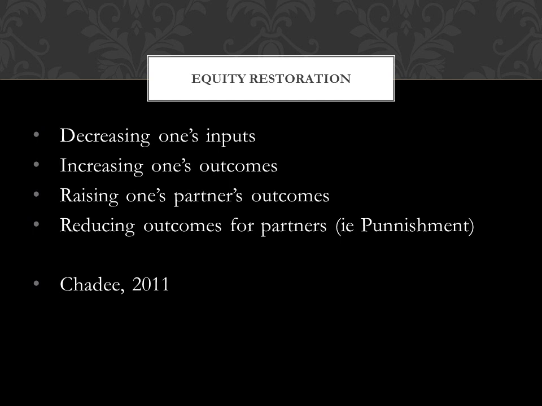So restoration of equity can be characterized by a number of techniques. One could decrease one's inputs. So say for instance someone feels that they're putting more into a relationship than they're receiving out of it. One could decrease their inputs so their inputs equal their outcomes. Alternatively, one could increase one's outcomes, which means their inputs would be consistent, but their outcomes would be increased in order to match what they're inputting. And then lastly, you could raise your partner's outcomes or reduce the outcomes for your partner, such as punishment. All of these things are either conscious or unconscious methods of restoring equity in a relationship.